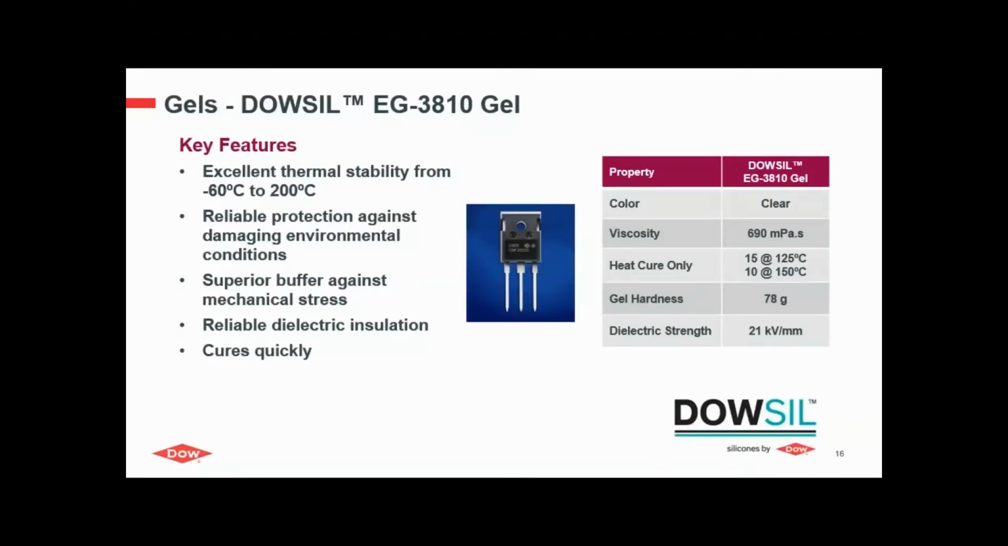One gel we would like to highlight here is the DOWSIL EG3810, which has some key features. One to highlight definitely is the thermal stability from -60 to 200, which is above the standard gels, which are usually at -40 to 150. It also provides reliable protection against damaging environmental conditions. Here we talk about chemical exposures, or especially temperature exposures. It also offers a superior buffer against mechanical stresses.